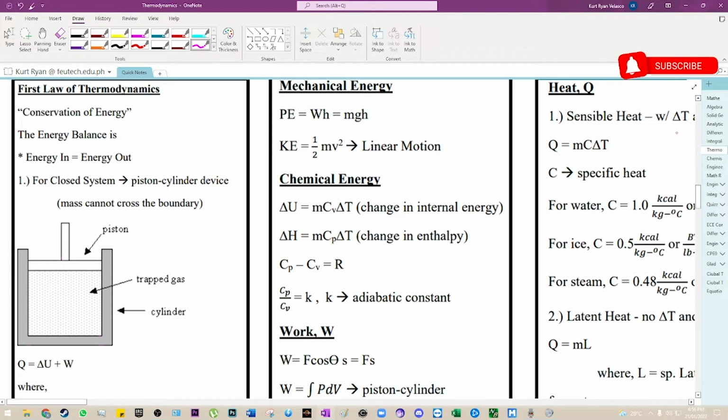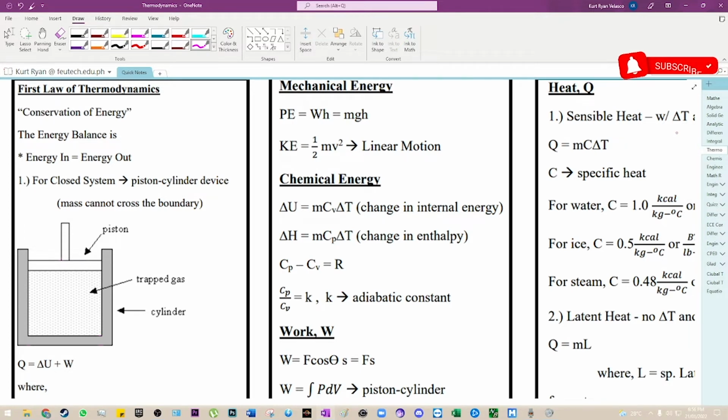So let's have this one. Mechanical energy is just a combination of kinetic energy and potential energy. Potential energy is simply mgh. Now mg is also the weight, right? So you can also rewrite the formula as W times h, or weight times height. For the kinetic energy, that is 1/2 mv squared for linear motion.